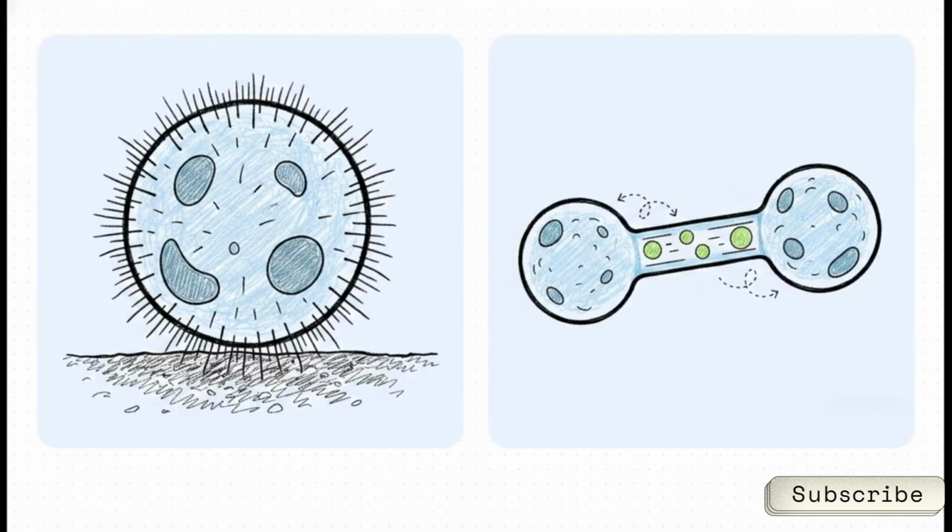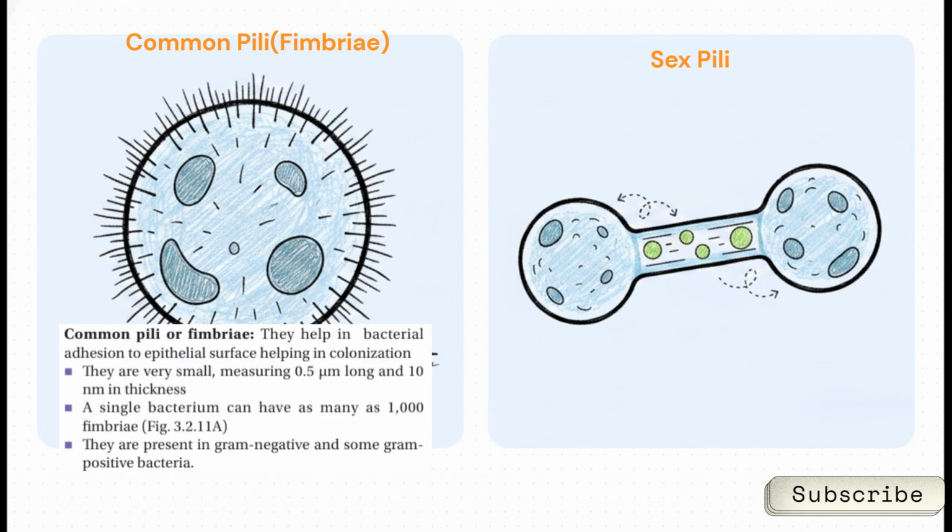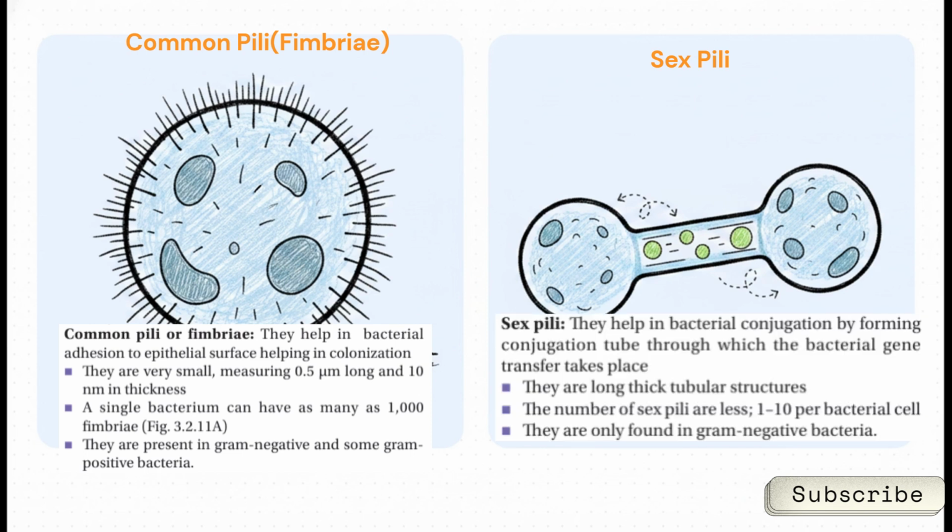And speaking of pili, let's make a crystal clear side-by-side comparison for your exams. Common pili, which are also called fimbriae, are very short and highly numerous. We're talking up to 1,000 per cell. Their sole job is adhesion. They act like little grappling hooks, helping bacteria stick tightly to your epithelial surfaces. Sex pili, on the other hand, are strictly found in gram-negative bacteria. They are long, thick, tubular, and you only find a few of them, typically just 1 to 10 per cell. Their specific job? Forming a literal tube for bacterial conjugation. That's the direct cell-to-cell transfer of genes.